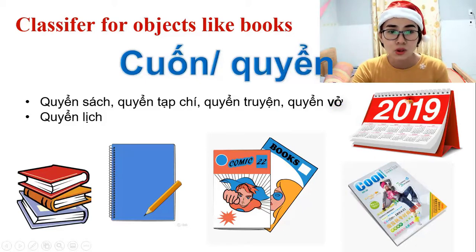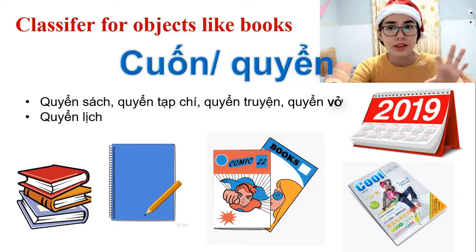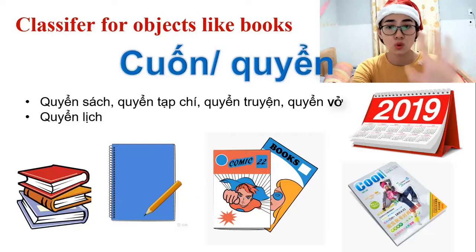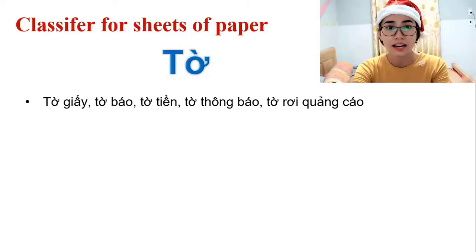And this is also quyển lịch. It has papers, but all the papers are bound here. It has a binder, and you can hardly take them or tear them apart. But something similar, and a lot of people feel confused with cuốn or quyển, is tờ.